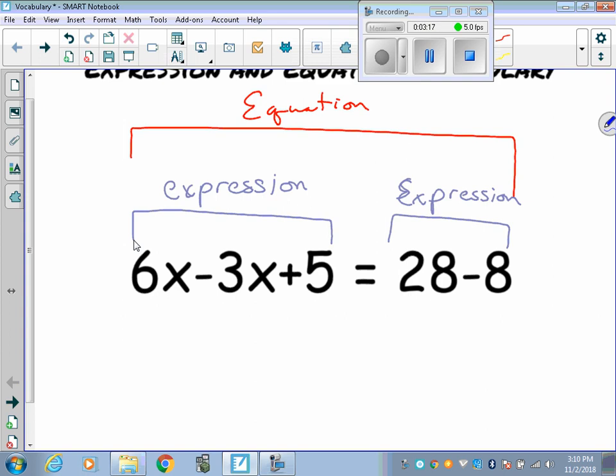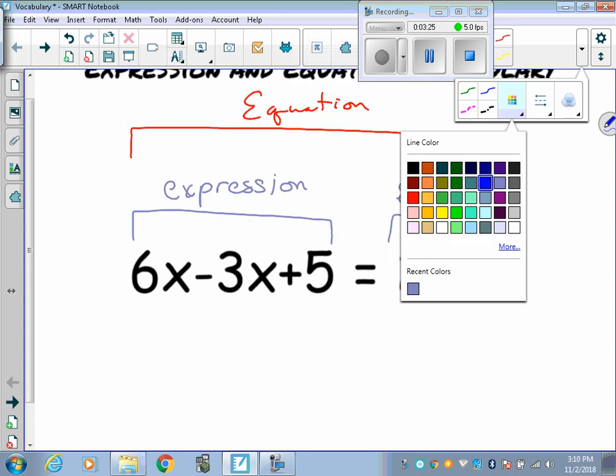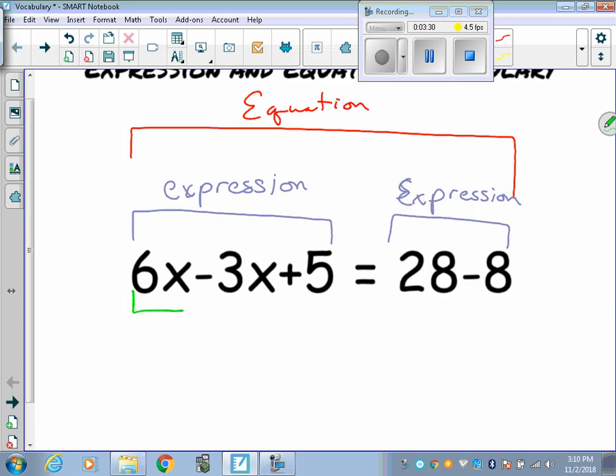So that's the expression. Now, the terms, which was that nice lime green. These are all terms. Now notice on this that I included that subtraction with that 3x, making it negative 3x. I included the addition sign with the 5, making it a positive 5. And here again, the negative 8. Yes, it's subtracting 8, but we think of it as a negative. Those there are all the terms.